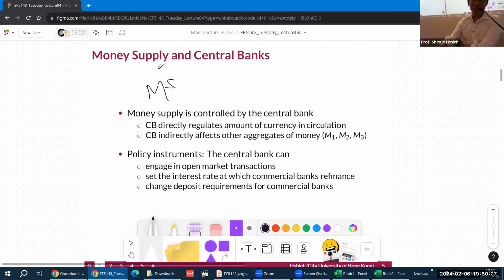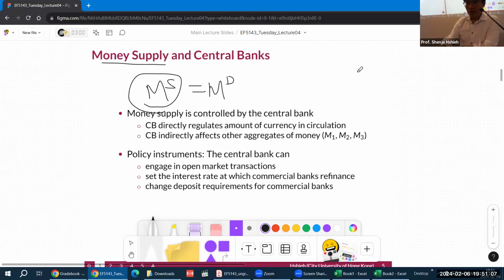Remember, our objective is to come up with a model in which we get this, right? And how is money supply determined? Well, it's determined by one single entity, and it's literally just a fixed number that this bank decides to set. So we don't have to model it, right? It's just a fixed number that the central bank decides to set. So we're basically done. So what exactly is money supply?